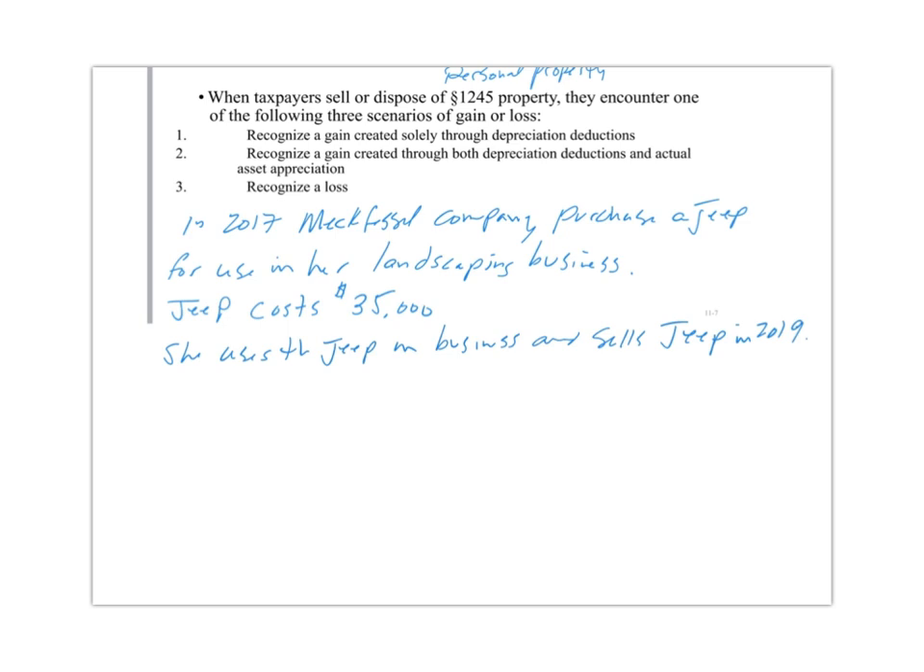All right, so she uses the Jeep in her business, sells the Jeep in 2019. So what would she have done? Well, she would have depreciated the Jeep, so a Jeep is 5-year property. So her depreciation in 2017 would be $7,000.